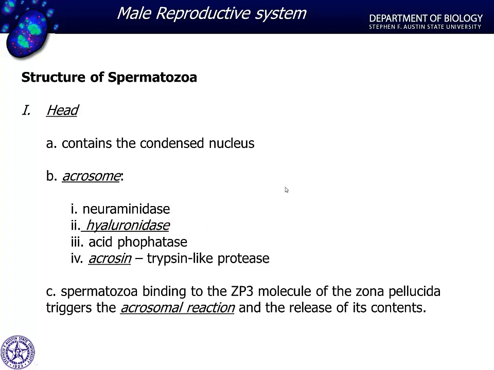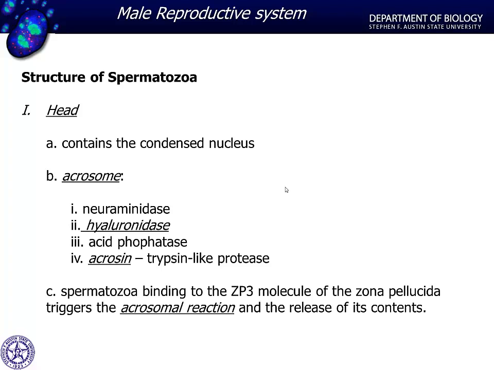We also have an acid phosphatase. Acrosin is a specific trypsin-like protease. It's going to be important for degrading through the proteins also that are present in the zona pellucida. Now, part of the process of fertilization is going to involve a receptor on the spermatozoa binding to a molecule in the zona pellucida. It's called ZP3, zona pellucida number 3. And when this interaction happens between the sperm and ZP3, that is going to signal, in a secondary messenger signaling cascade, the acrosomal reaction to occur.